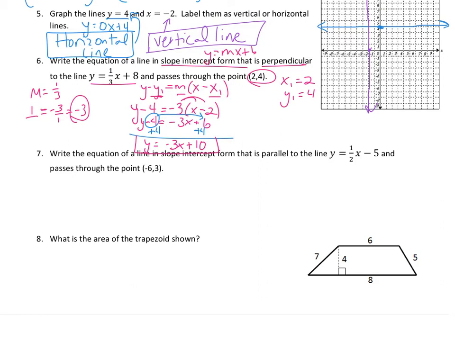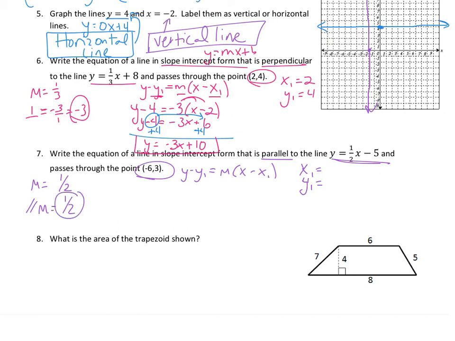Number 7 is going to be something similar, except we need to find the line that's parallel to this given line and going through this certain coordinate. So first off, what is the original slope of this line? And it is a 1/2. If it is parallel, they need to be the same slope. So it needs to stay a 1/2. So we're going to use the slope of 1/2 and our coordinate -6, 3.